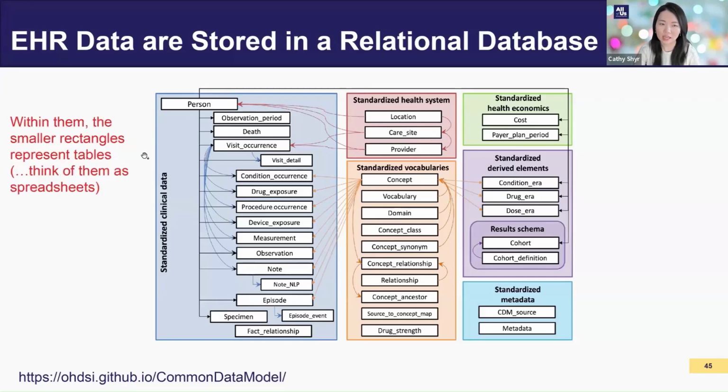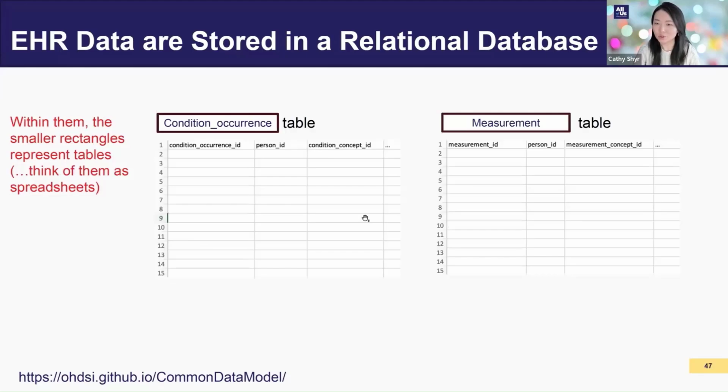Now, within each colored rectangle, we have a lot of smaller rectangles that represent data tables. Essentially, we can just think of them as Excel spreadsheets. So take, for example, the condition occurrence table and the measurement table. Again, we can just think of them as spreadsheets where the columns represent different fields in each of the tables.